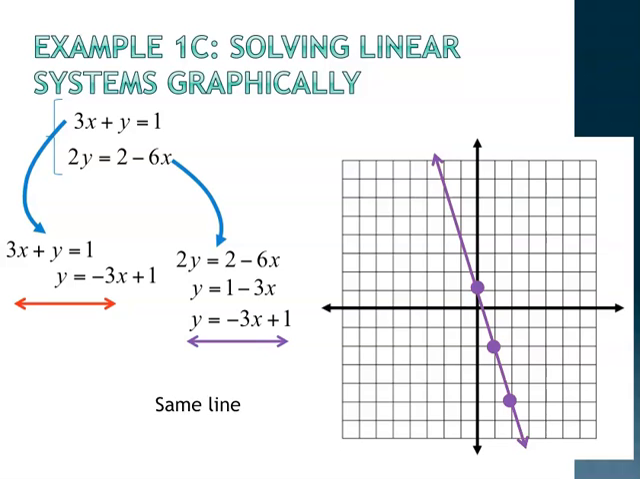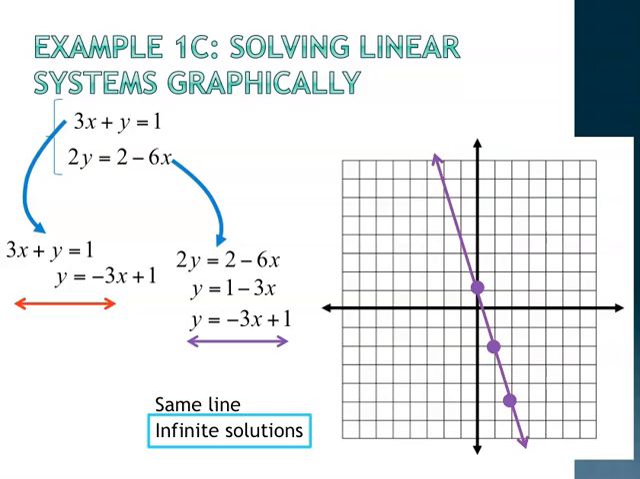So this actually has an infinite number of solutions. Now, this doesn't mean that x and y can be anything. It just means that there are an infinite number of solutions that you can find that will satisfy both of these equations. So essentially, any point that's on this line will satisfy this system of equations.